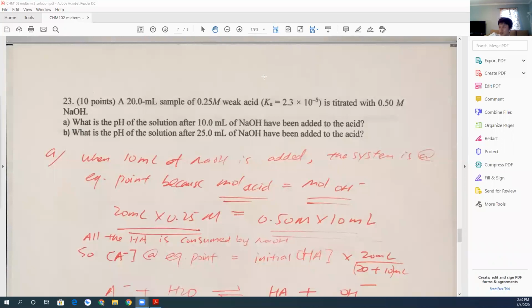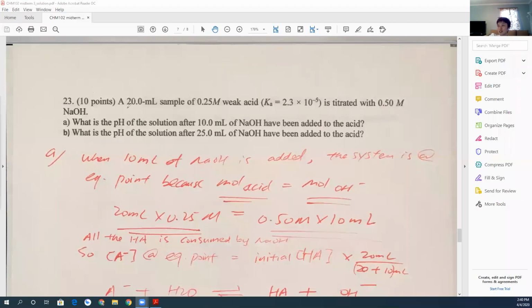Some of you said it's equal to 7, but remember, when the equivalence point pH is equal to 7, that's for a strong acid and strong base. This is a weak acid. We know for a weak acid and strong base, the equivalence point pH is actually greater than 7. So if you get something less than 7, you definitely did something wrong. The answer should be greater than 7.